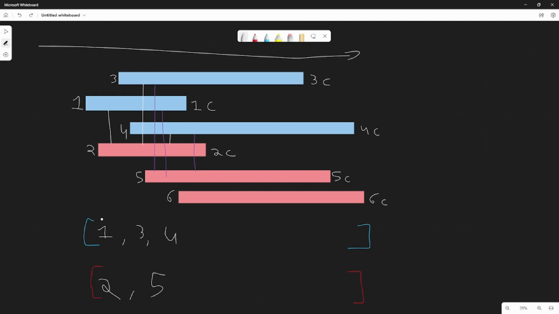So the existence of 1, 3, and 4 in the blue set means that these segments exist at that particular point and will continue to exist until they reach their closing point. In this case, that would be 1C, 3C, and 4C.